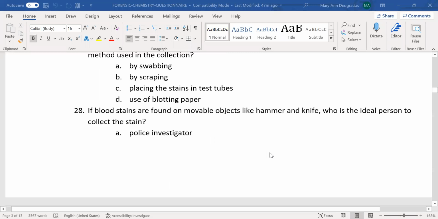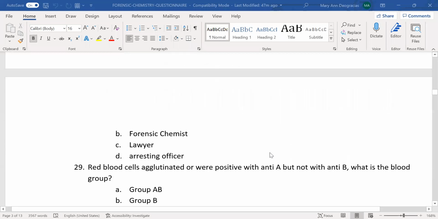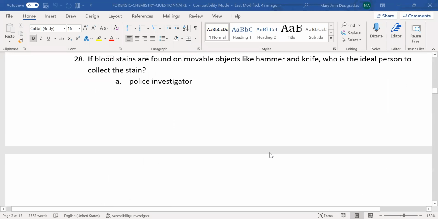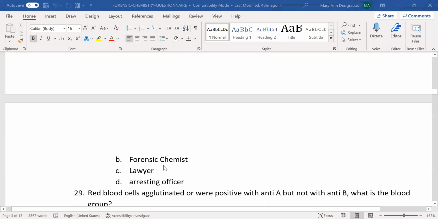If blood stains are found on movable objects like hammer and knife, who is the ideal person to collect the stain? Is it the police investigator? A. B, forensic chemist. C, the lawyer. D, the arresting officer. Okay. If blood stains are found on movable objects like hammer and knife, who is the ideal person to collect the stain? Dito kayo, nalilito kayo dyan. Okay, the answer guys is letter B, forensic chemist.